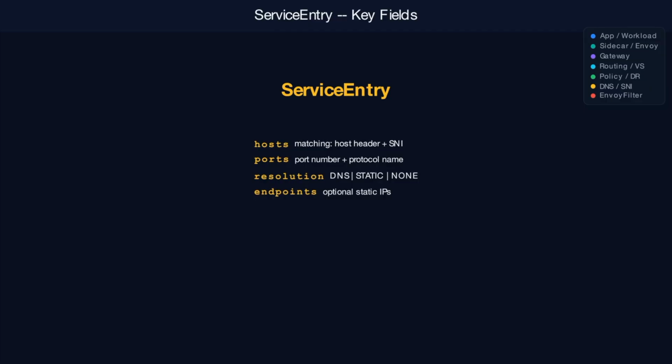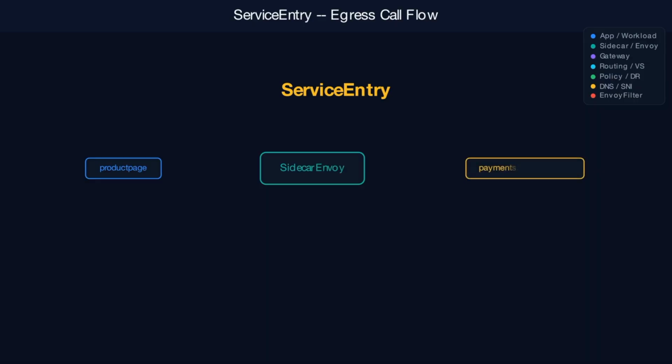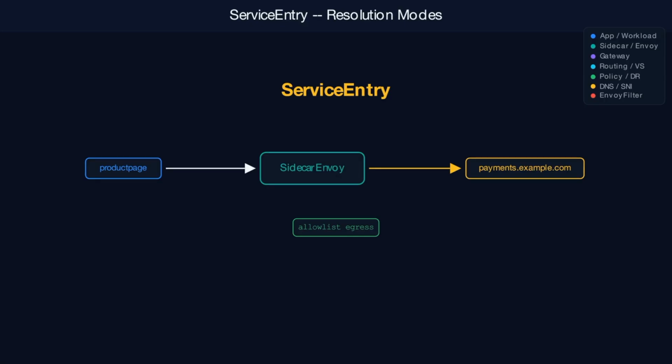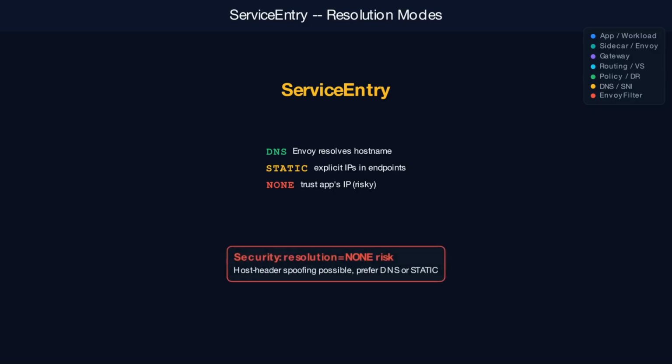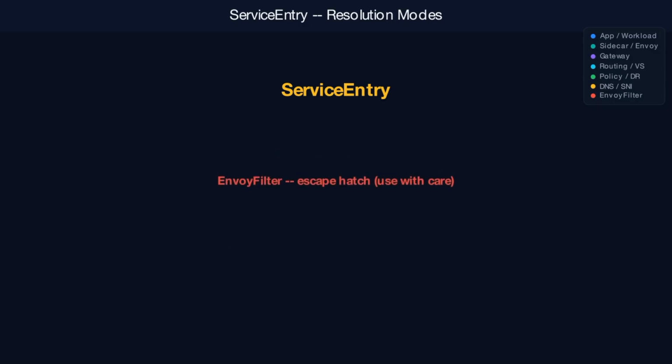In our bookinfo example, the product page service needs to call payments.example.com. Without a service entry, the sidecar has no routing rules for this host, and depending on the mesh outbound traffic policy, the call may be silently dropped or sent as a pass-through. Use cases include controlled egress, allowing only known external domains, observability, keeping metrics and tracing for external calls, and TLS origination, where the sidecar upgrades a plaintext outbound call to TLS automatically.